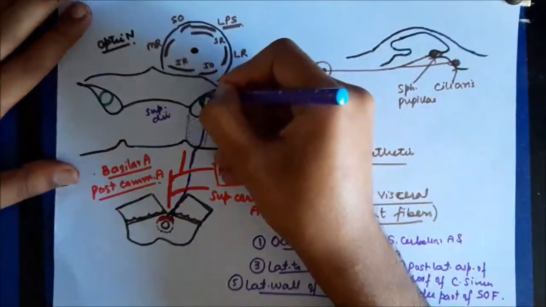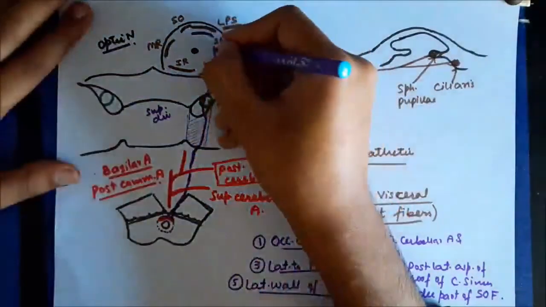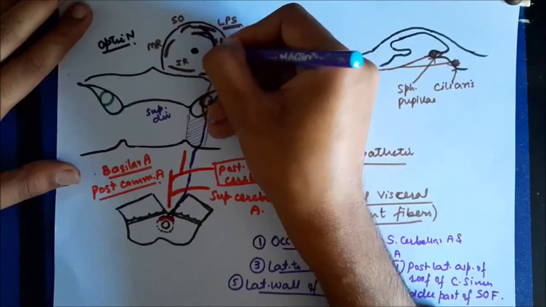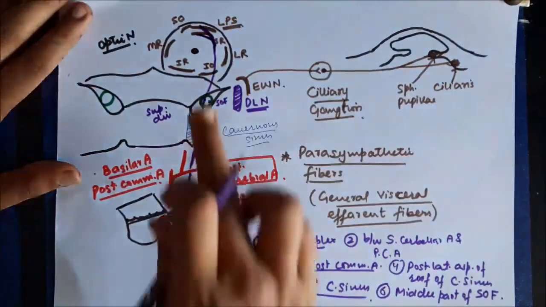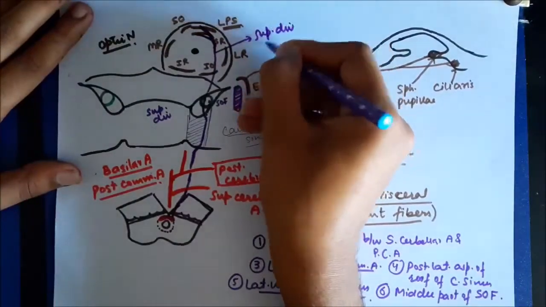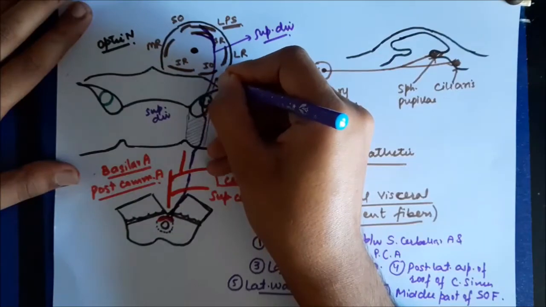So the superior branch of the oculomotor nerve enters the orbit and passes between the optic nerve and the lateral rectus and provides supply to the levator palpebrae superioris and the superior rectus. So this is the superior division which passes between the optic nerve and lateral rectus and provides supply to these muscles.